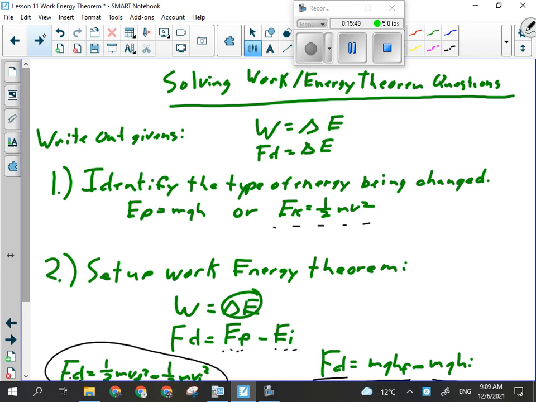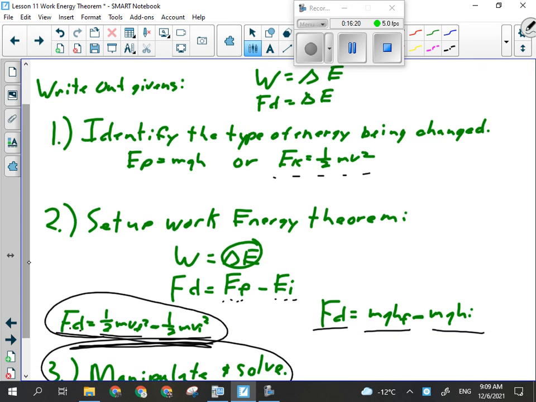Okay, so what's on here is that set of steps I just talked about. Solving work energy theorem questions involves writing out the givens, knowing that work is a change in energy, and that sometimes that means force times distance equals the change in energy. Second, write out the givens, then identify the type of energy being changed. Is it m times g times h, or is it 1/2 mv squared? So is it kinetic because of a change in speed, or is it potential because of a change in height? Set up the work energy theorem. Work's a change in energy. Force times distance is E_F minus E_I, and that could be either kinetic, like you see here, or potential, like you see over there.